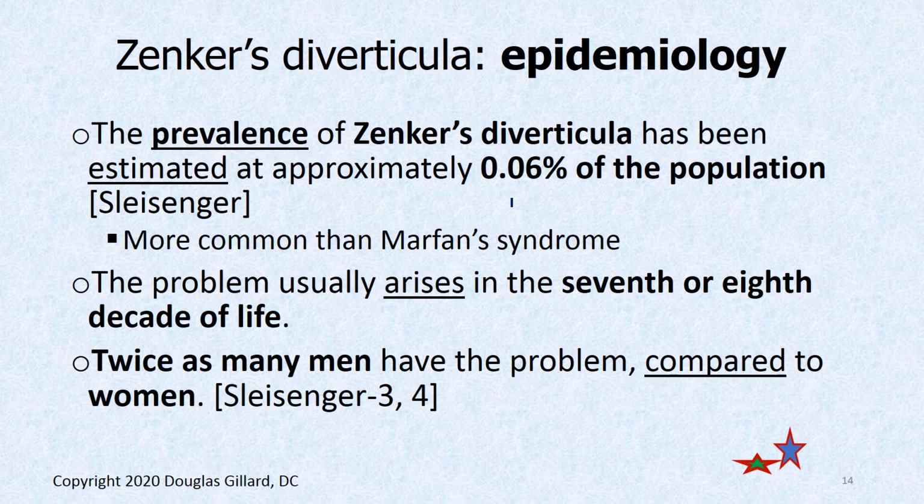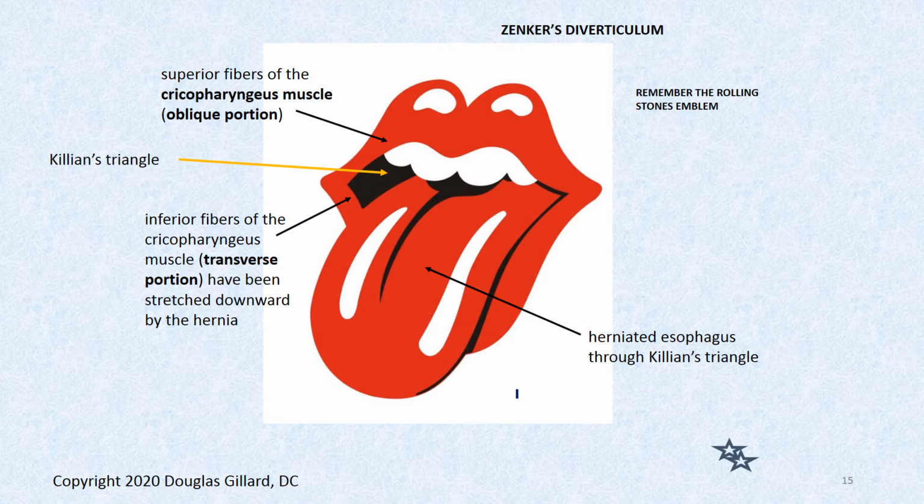The prevalence of this has been estimated at about 0.06% of the population. Not super common, rare, but much more common than Marfan syndrome. Usually shows up in the 7th and 8th decade of life, which is the 60s and 70s. Is that right? Second decade of life is teenage years. Yeah, so it's always down one, so 60s and 70s. Men seem to have a problem more than women compared to this condition.